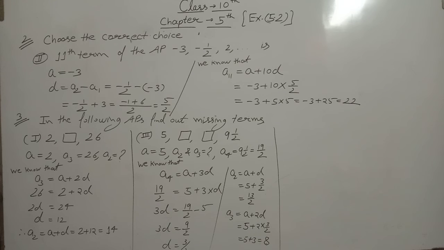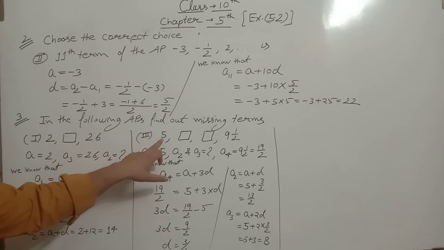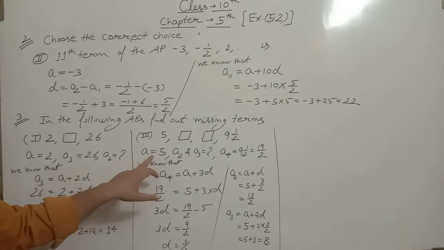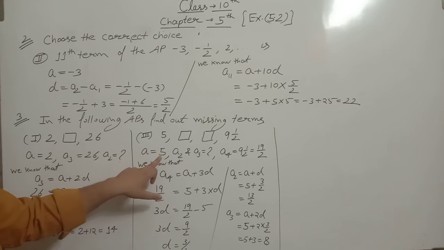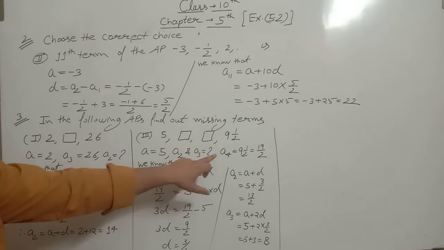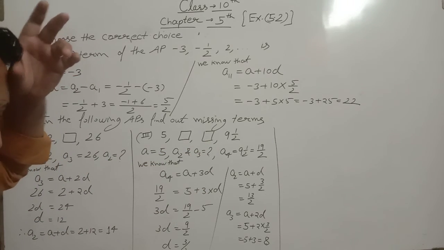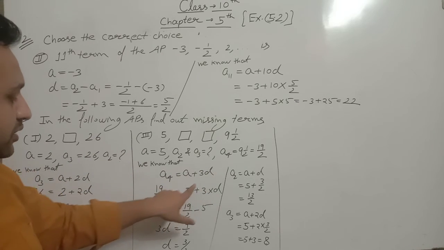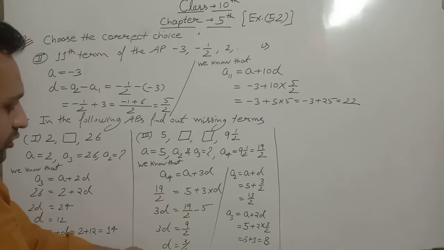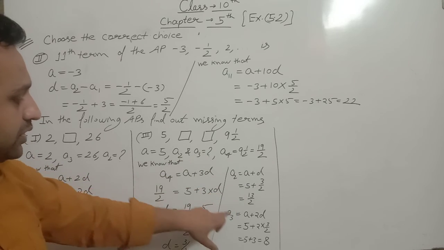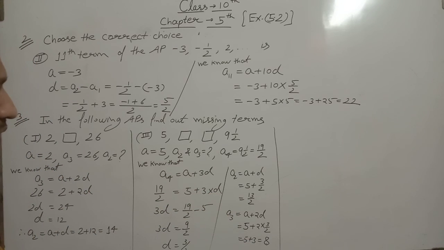In the third part, 5 and 19/2, there are two numbers missing, in which a is equal to 5, a2 and a3 both we have to find out, and a4 is equal to 19/2. We know that a4 equal to a plus 3d. Calculate and find out the d, and a2 is a plus d, a3 is a plus 2d. So the missing numbers are 13/2 and 8.